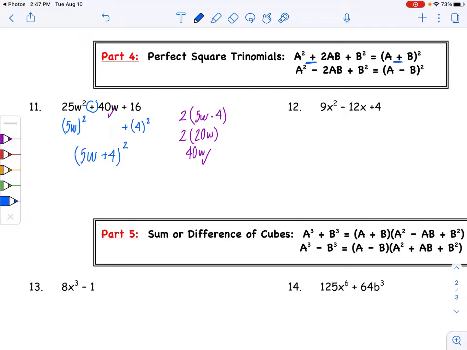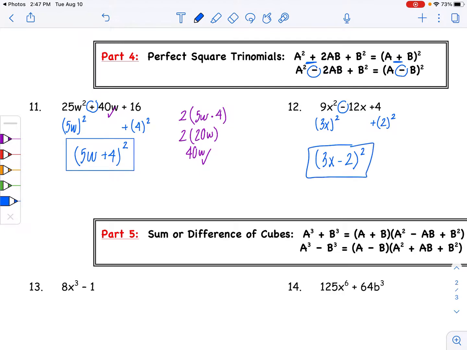Something to notice for number 12 again. This can be rewritten as 3x squared. This can be rewritten as 2 squared. And it's a minus sign this time. So because it's minus, I'm going to have minus in my perfect square trinomial. It will be 3x minus 2 squared.